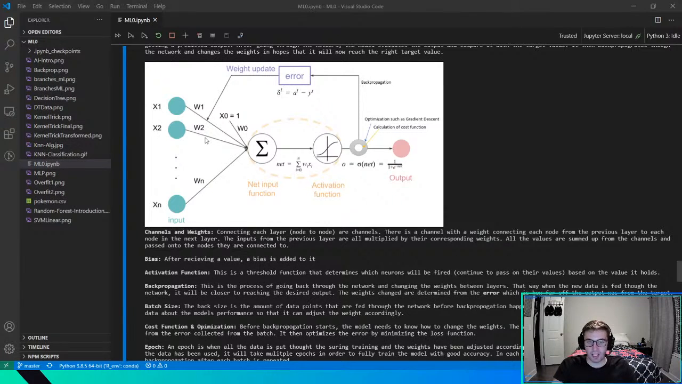Because maybe one data point shifts your solution one way and then the next shifts it the other way, and it keeps bouncing back and forth. But batch learning is the idea that you pass through multiple examples, take the average of their error, and then use that average to update the weights. So basically, you have a smoother learning process.